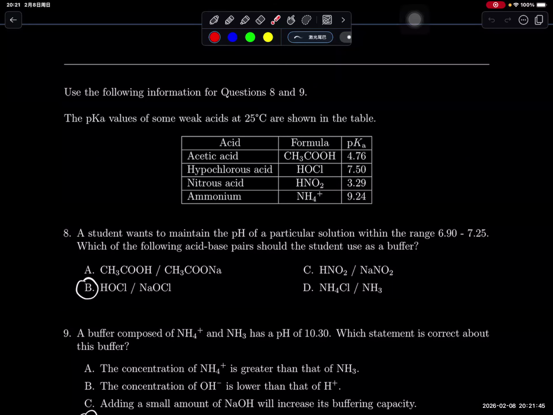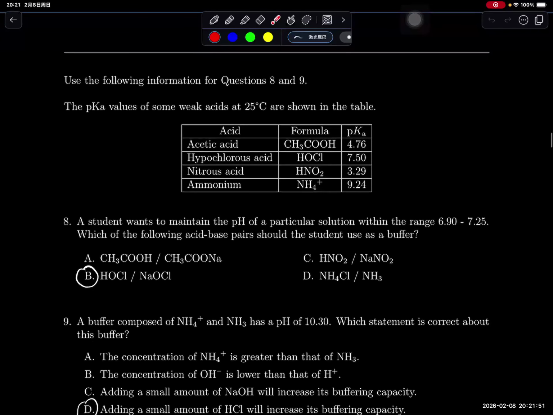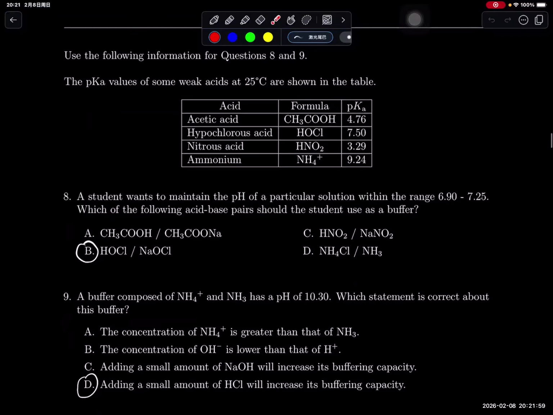The following stimulus is used to answer questions 8 and 9: pKa values for some weak acids at 25 degrees Celsius. A student wants to maintain the pH of a particular solution in the range of 6.9 to 7.25. Which of the following acid-base pairs should the student use as a buffer?